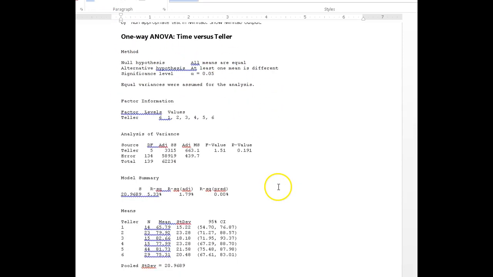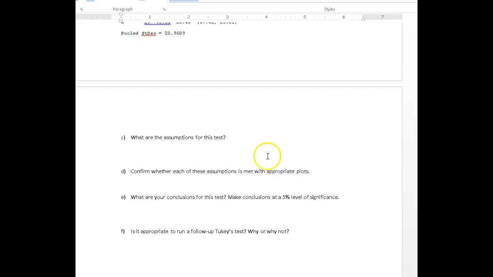All means are equal, and so on. Now, here's what we're interested in, and really all I'm interested in is that p-value. And that p-value is 0.191. So, is there a significant difference? I'm going to come down here, by the way, first of all. What are your conclusions for the test? Well, I'm going to skip over things here. My p-value equals 0.151. I need to make my conclusion at a 5% level of significance.